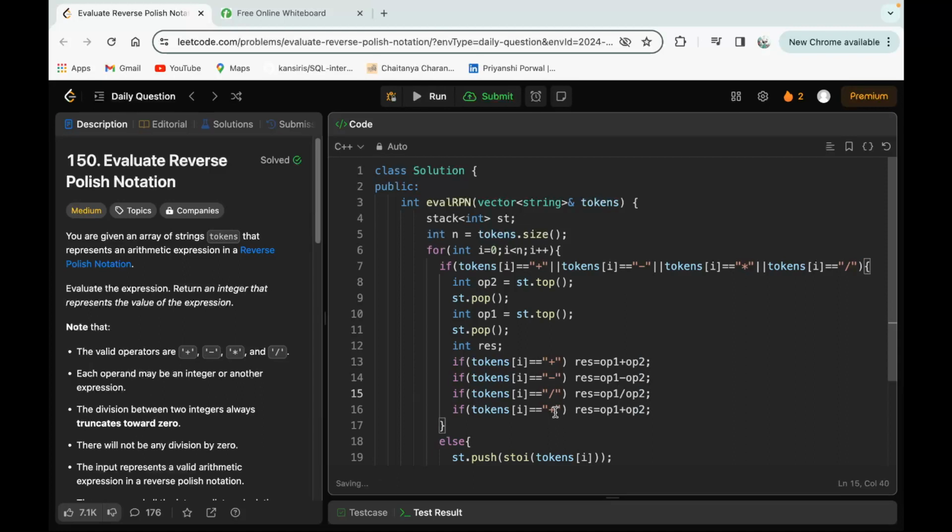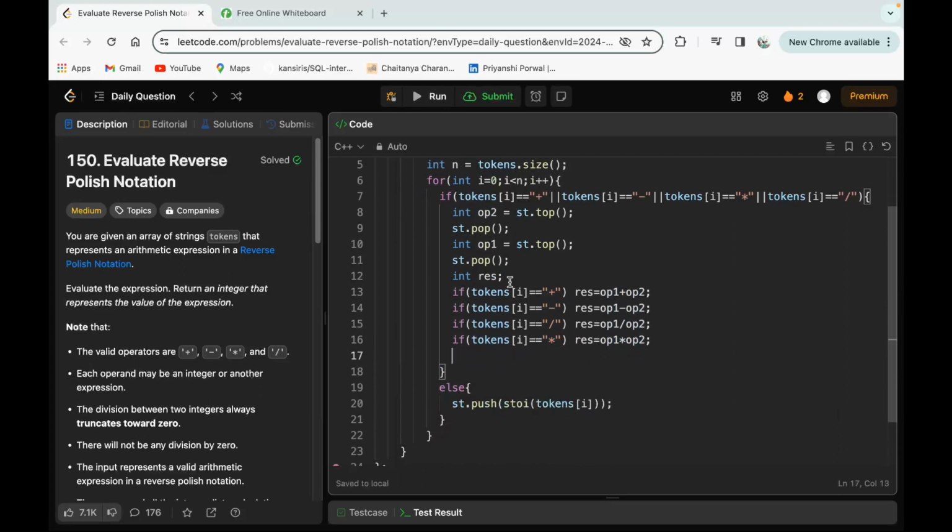And we will simply divide. If this is a minus, minus we have already taken, multiplication it is, so we'll multiply these, right? So this we have done. Now the next thing is, after calculating this resultant value of this operation, we have to put it inside of the stack for further evaluation. So I can say st.push this result. All right, so now this is the whole logic. If we come across any operator, this is what we have to do, right?